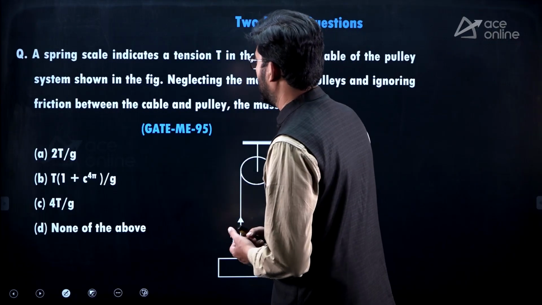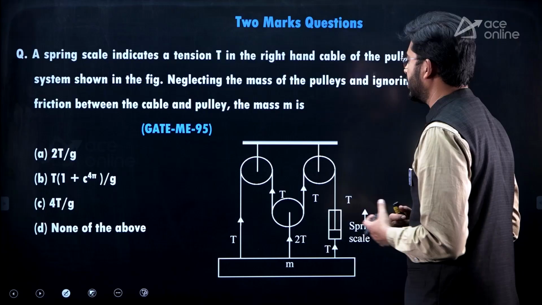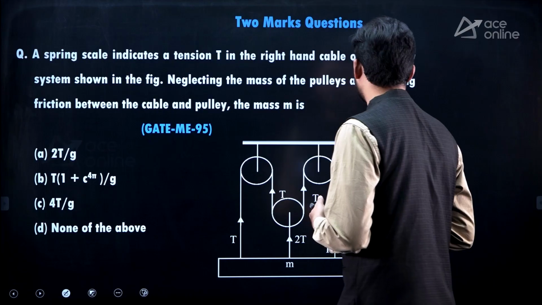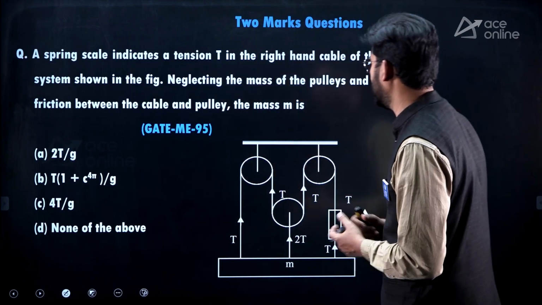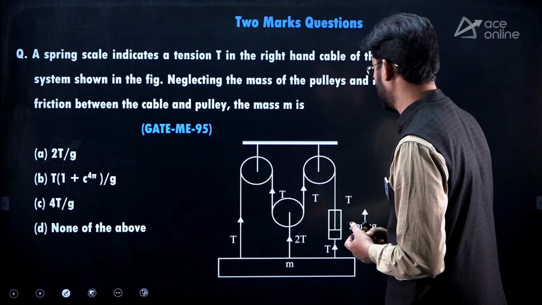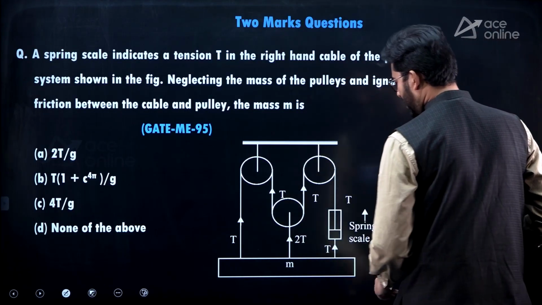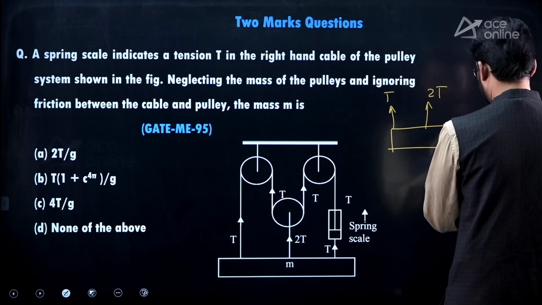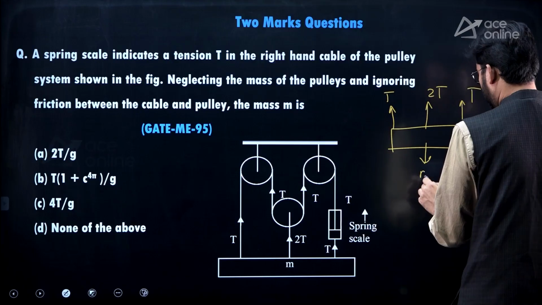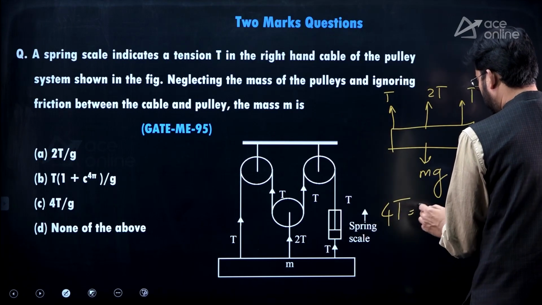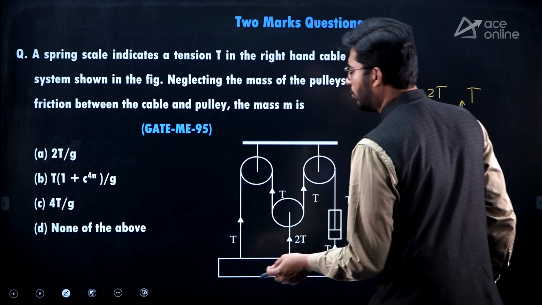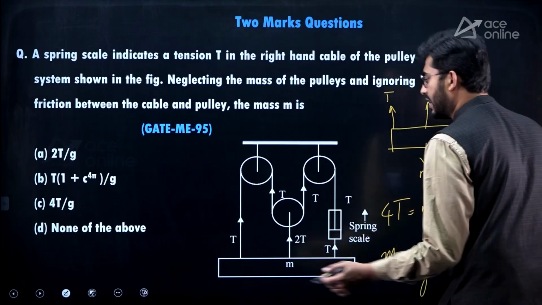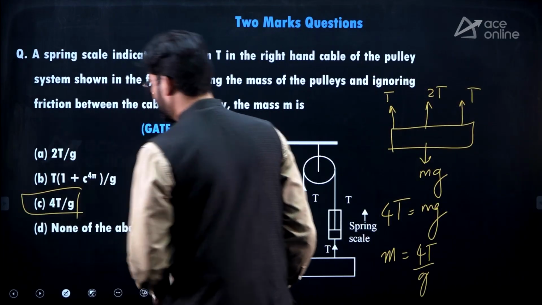Moving to next question, a spring scale indicates a tension T in the right hand cable of the pulley system shown in the figure. Neglecting the mass of the pulleys and ignoring the friction between the cable and the pulleys, the mass is dash. So mass here needs to be calculated. If you draw the free body diagram, there is a tension, a 2 times tension over here, a tension on the other side, and this will be mg. So here 4T is equal to mg. And what needs to be calculated? Mass needs to be calculated. So m is equal to 4T by g. Option C is the answer.